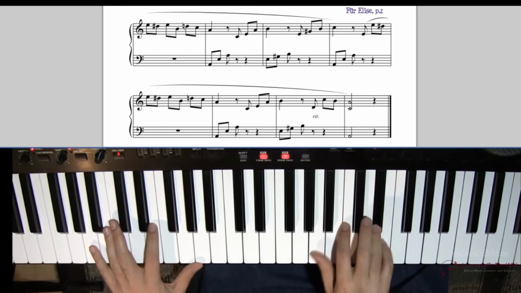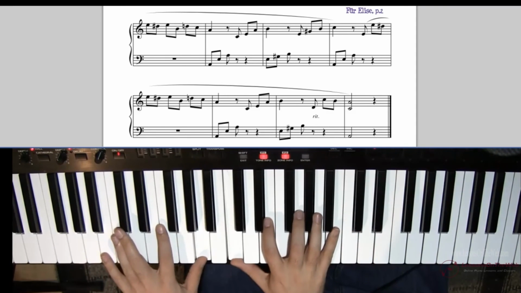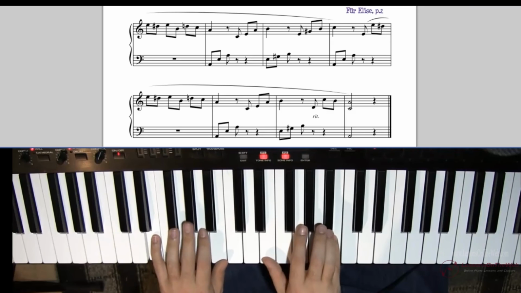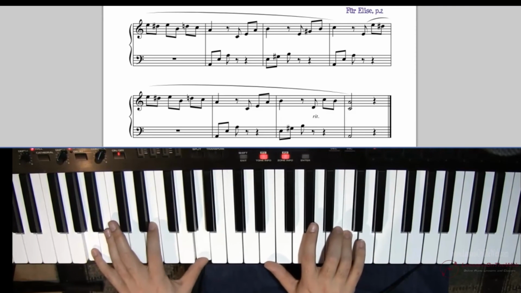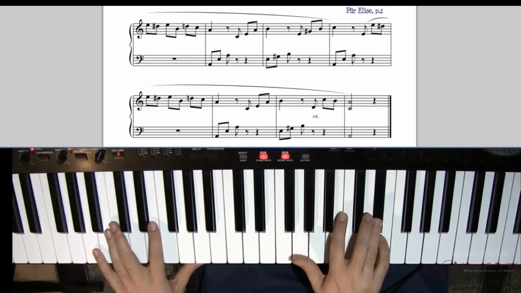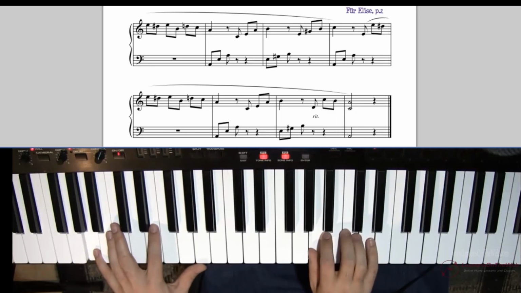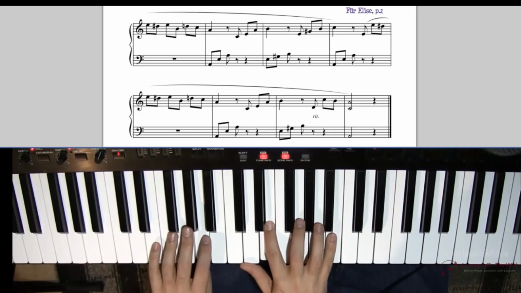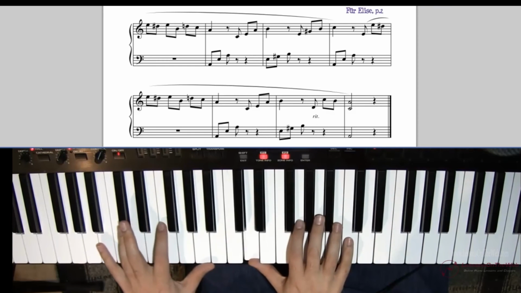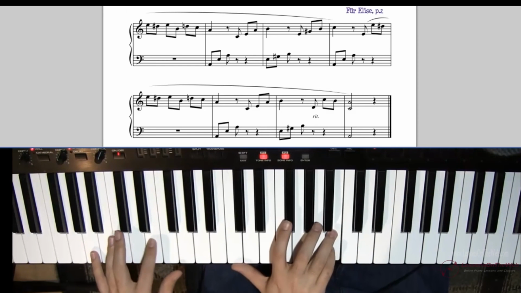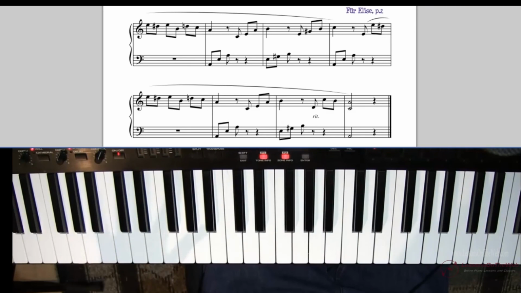1 and 2 and 3 and 1 and 2 and 3 and 1 and 2 and 3 and 1 and 2 and 3 and 1 and 2 and 3 and 1 and 2 and 3 and 1 and 2. And this is where it changes, remember, and 3 and 1, 2. Rest.